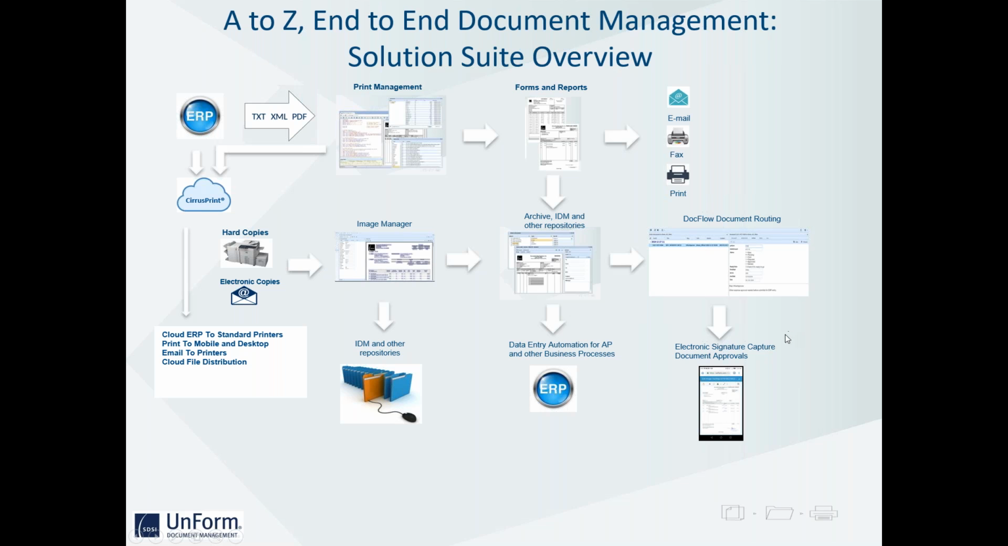We also have, very quickly, a DocFlow document routing capability. Any documents in our archive are available for that. DocFlow can be used for a variety of things. It can be used for routing documents for approvals, for electronic signature capture, and for automating document flows based on whatever particular business process those documents are a part of.